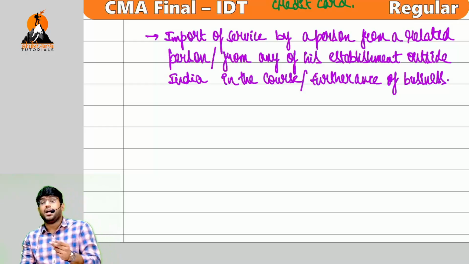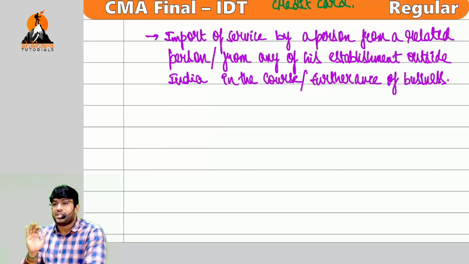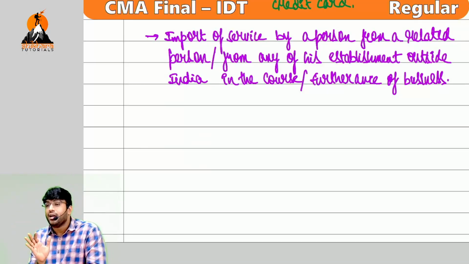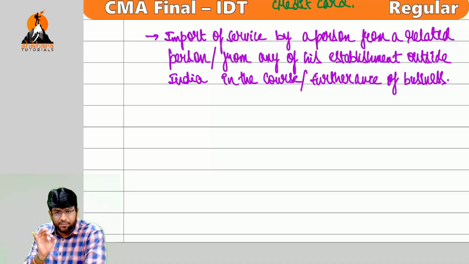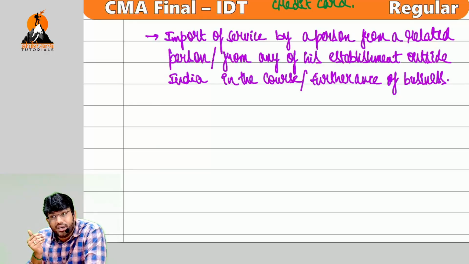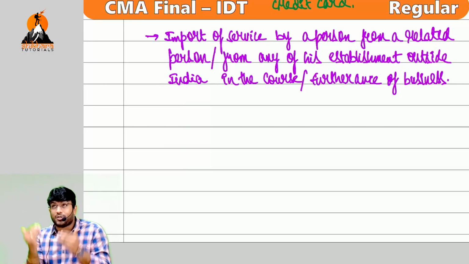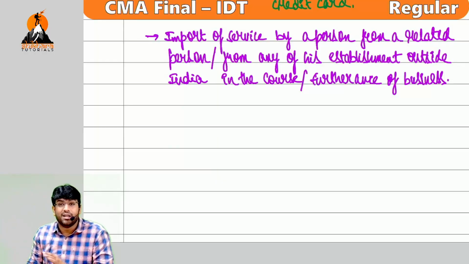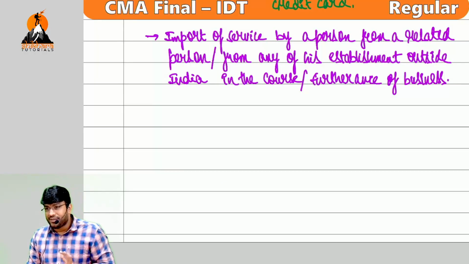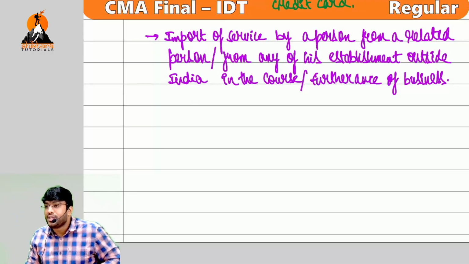Come on, friends, listen here. Concentrate. What is the last point written? Import of service. That means what? We are importing a service by a person. Did we say by a specific person? By a person. Person means anybody. From whom? Exactly. We are importing only from a related person. Related person means already we know employer, employee, recognized partners, members of family, controlling the other person. Both are controlled by same person. Both are controlling a third person. We discussed all that.